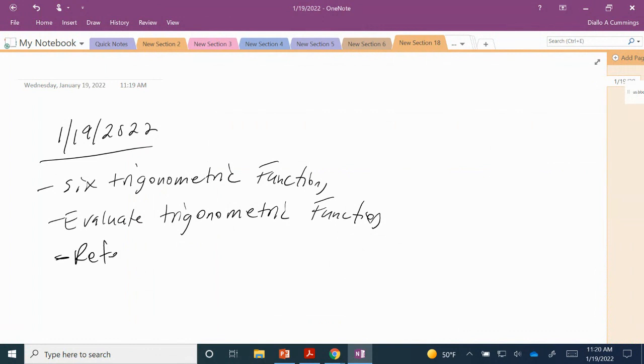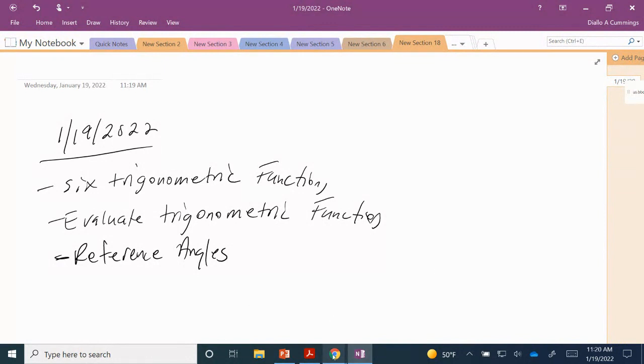Okay, so what we're going to do is talk about the 6 trigonometric functions. We're going to evaluate trig functions both by hand and using the calculator, so you will need your calculator. And we're also going to take a look at reference angles.